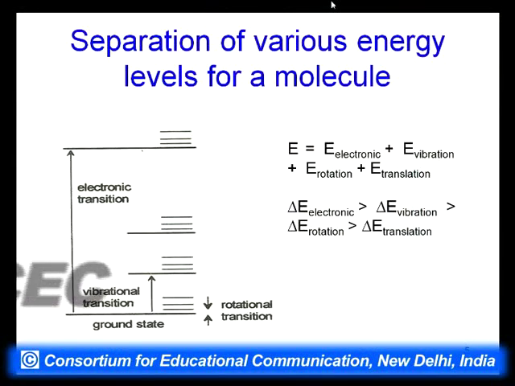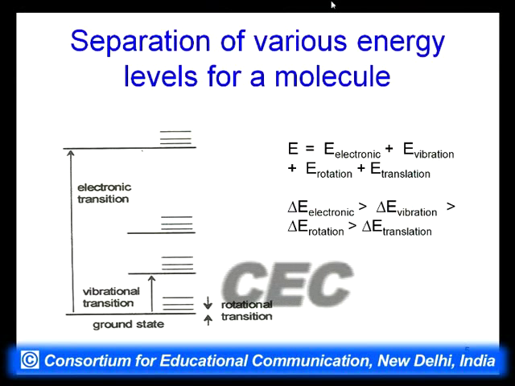We start with pure rotational spectroscopy in the microwave region, then move on to vibration spectroscopy and then vibration-rotation spectroscopy in the infrared region, and finally to electronic spectroscopy in the visible and UV region. Now molecules can vibrate and rotate besides having electronic energy, and this is how we separate the various energy levels for a molecule. The electronic transition, as we see, has the highest energy, around 25,000 centimeter inverse.